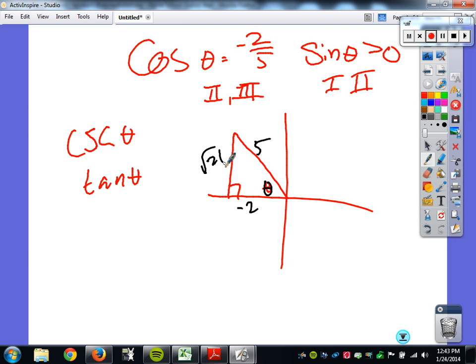Okay, so now we just go ahead and say cosecant. Remember, cosecant is the reciprocal of sine. And what is sine again? Opposite over hypotenuse. So therefore, cosecant is hypotenuse over opposite. So hypotenuse, 5 over opposite, root 21. So that's 5 root 21 over 21. Does that make sense? Anybody have a question?